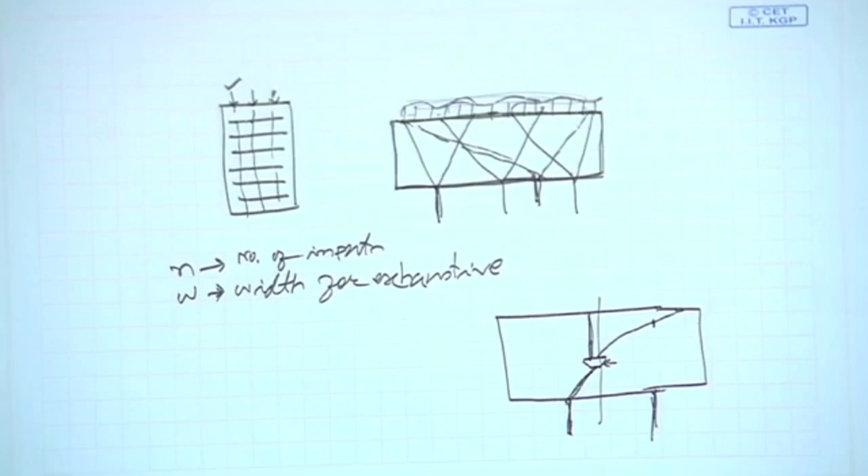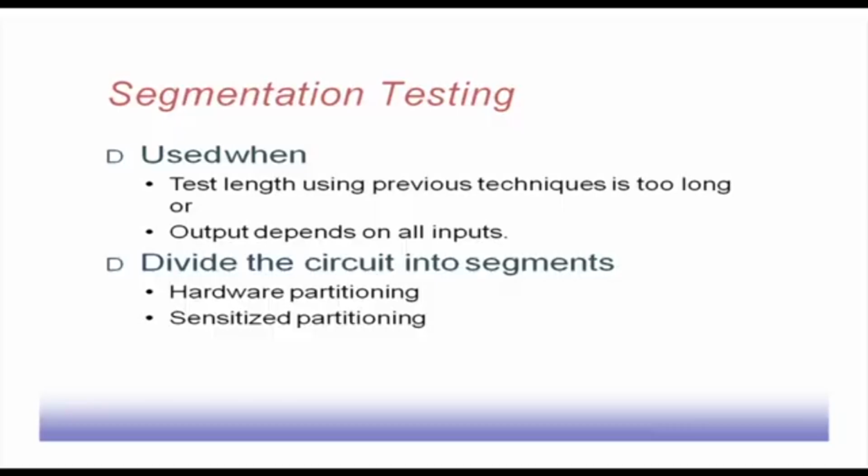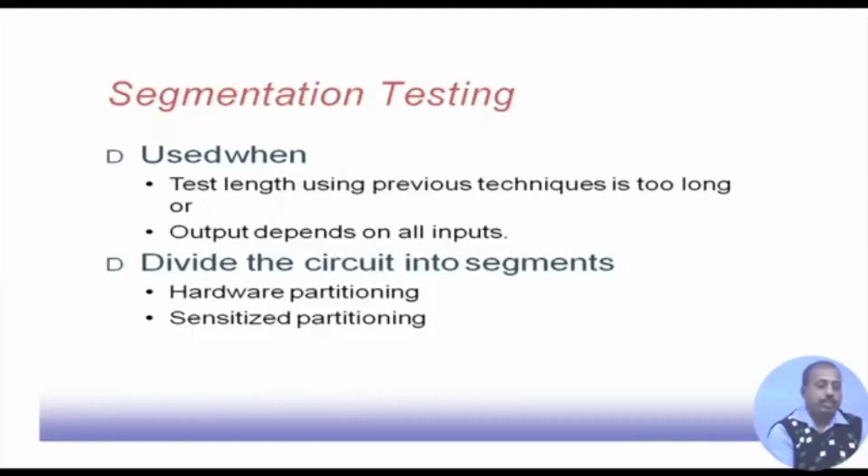So, hardware partitioning is possible if the hardware can be modified by the designer, so that it can be divided into portions. Or we can do some sensitized partitioning, where physically the partition is not there, but by applying some control signals we can sensitize certain paths, as a result other inputs do not come to the circuit at that point. That way we can have sensitized partitioning.